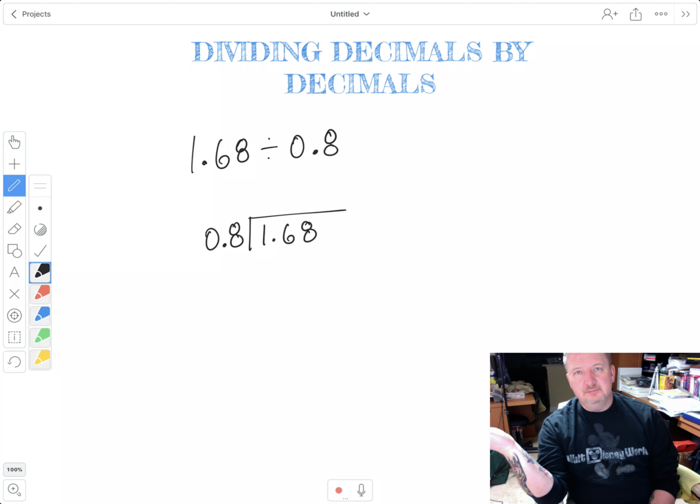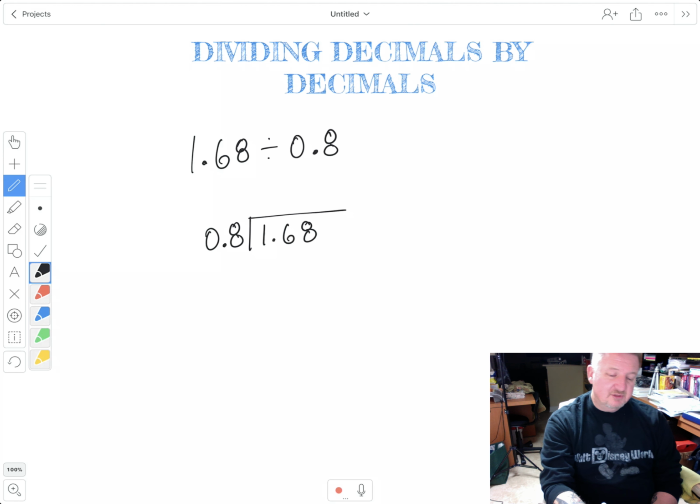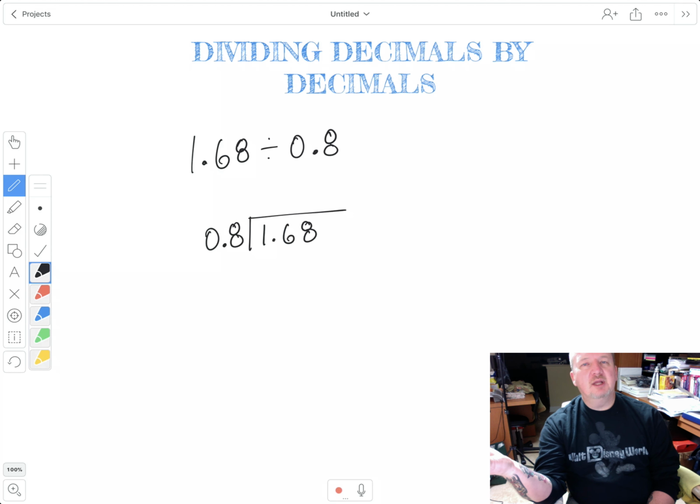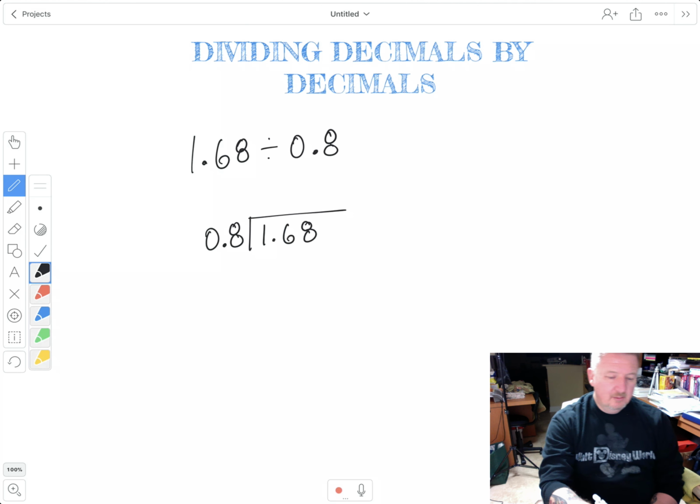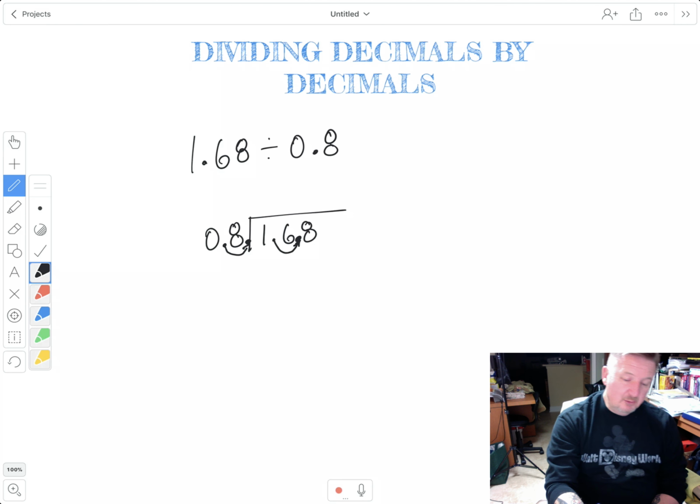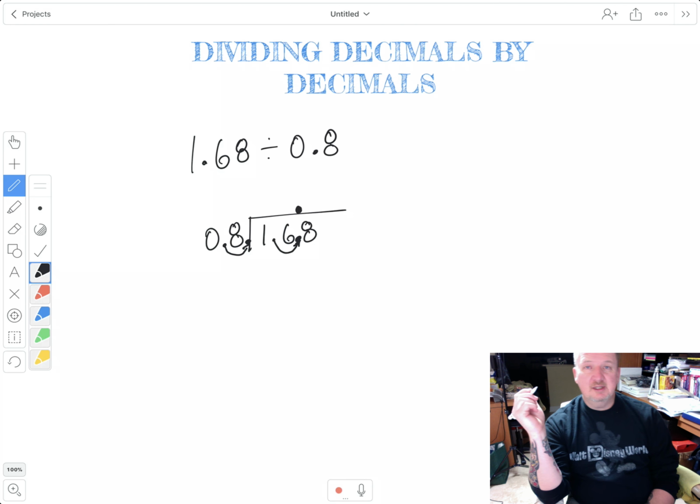Can't do it. So we have to change this decimal into a whole number. And we mathematically do that by multiplying by 10. But in reality, all I want to do is just move this decimal one place until it gets over here. And then however many places I move in the divisor, I have to do it in the dividend as well. Okay, so my new decimal's right there. So that means when I move my decimal up, my decimal goes right there. Then I just divide like it's a regular number.